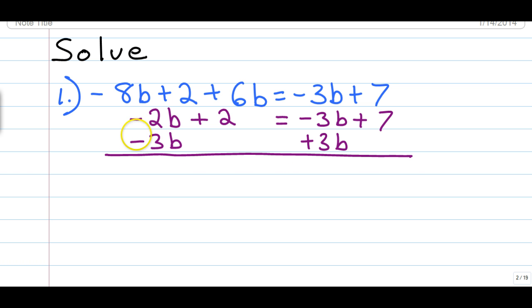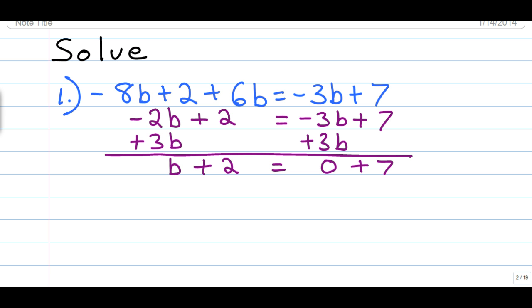When summing a positive 3b to a negative 2b, we are left with a positive b. We can then carry down the plus 2, the equal sign. The negative 3b plus 3b goes down to 0, and carry down the plus 7.